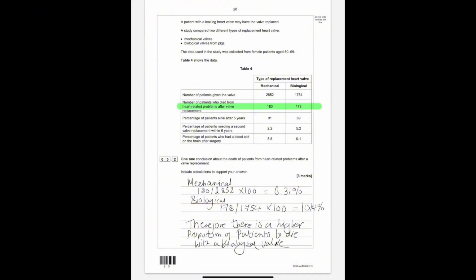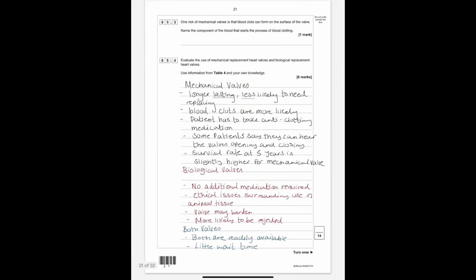Okay, right, so that will get you 3 marks, okay? Right, now this is a 6-mark question that I'm going to do with you. But the first one, let's do 5.3. One risk of mechanical valves is that blood clots can form on the surface of the valve.